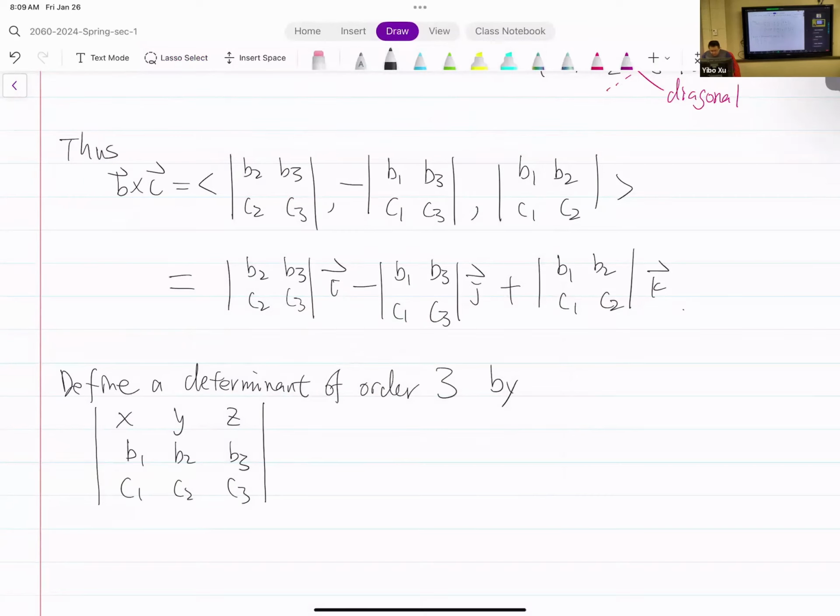So the definition of this is going to be x times whatever remains if you remove the row of x and the column of x. Okay. So it's going to be the order 2 determinant that remains multiplying by the x that we start with.